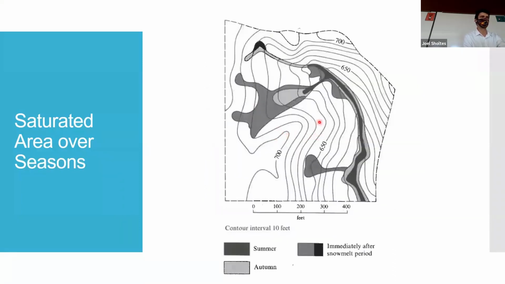You could also see this seasonally. So in the summertime, you've got a smaller area that's going to be saturated, and maybe in autumn it expands, and then in the spring and winter times that might be a much bigger area.